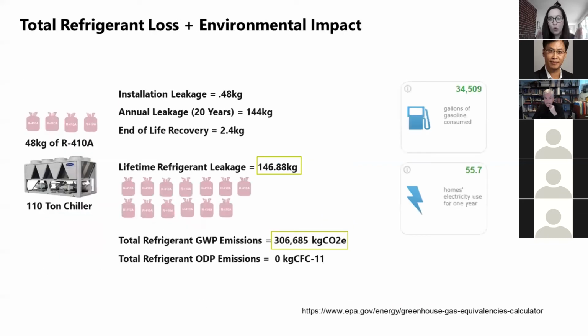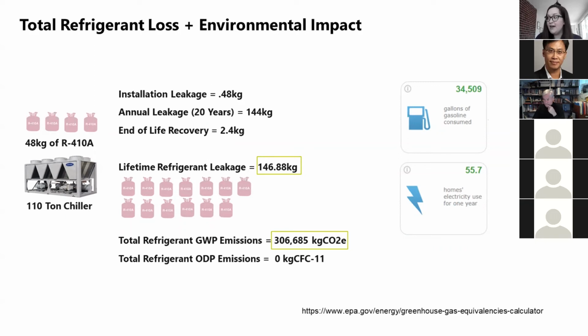So if we're looking at just the one chiller that you installed on day one, the amount of leakage that you're looking at throughout its lifetime in those 20 years is 146 kilograms. That's 3 times as much as you initially charged the unit with. That's how much refrigerant you would require for that unit in terms of its loss over its lifetime. That's the amount that's calculated in terms of multiplying by that 2088.